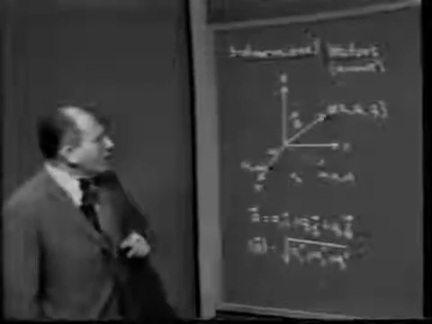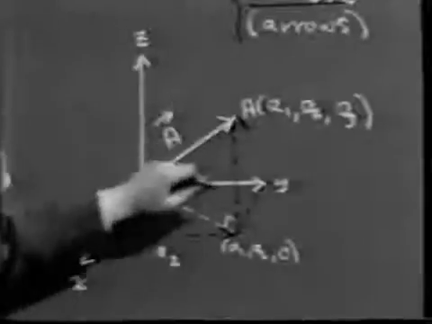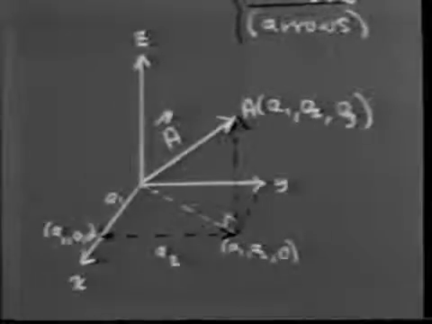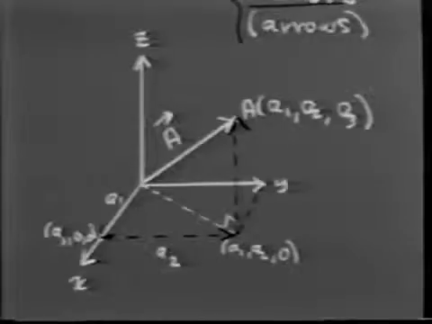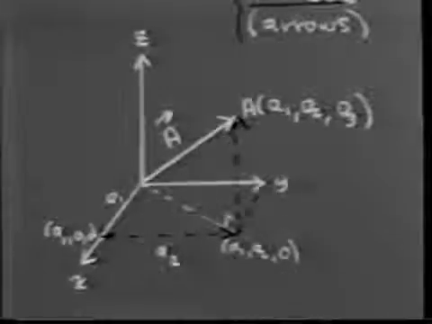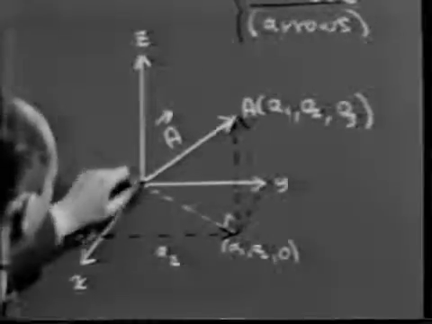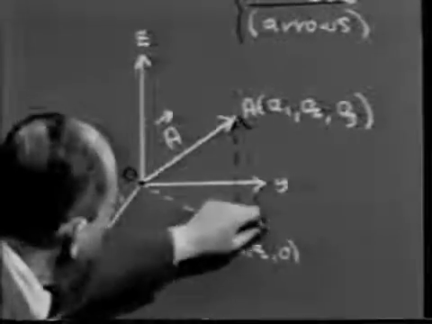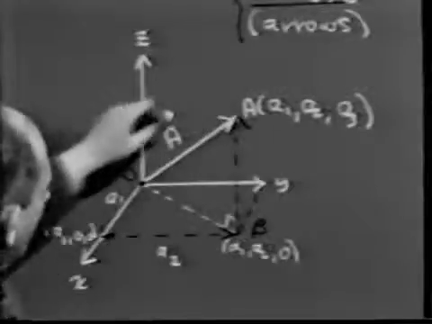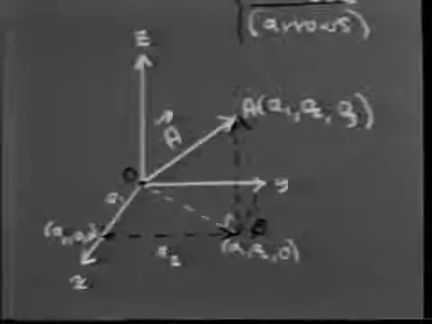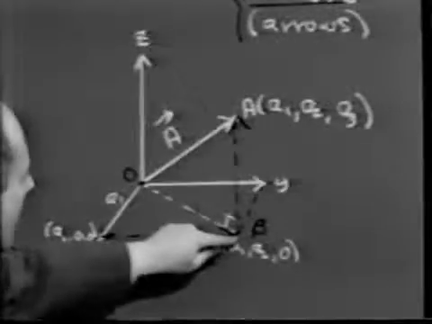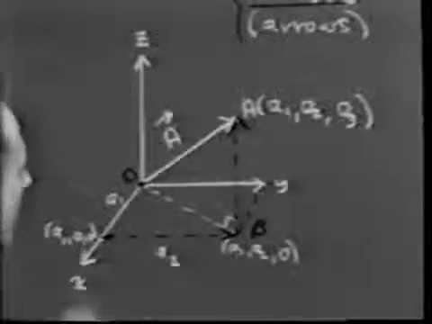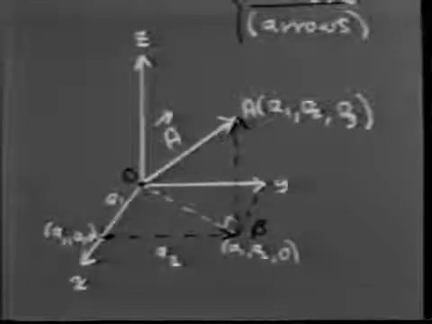Well, notice, by the way, that the magnitude of A happens to be the hypotenuse of a right triangle. What right triangle is it? It's the right triangle that joins the origin, let me call this point here B, and A. In other words, triangle OBA is a right triangle because OB is in the xy plane and AB is perpendicular to the xy plane.